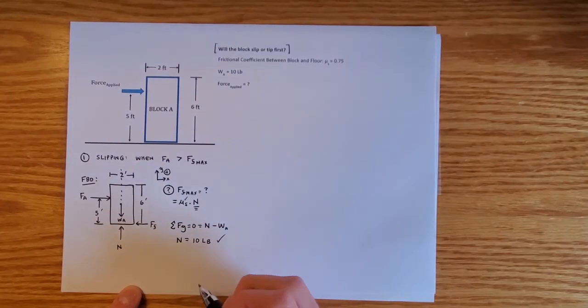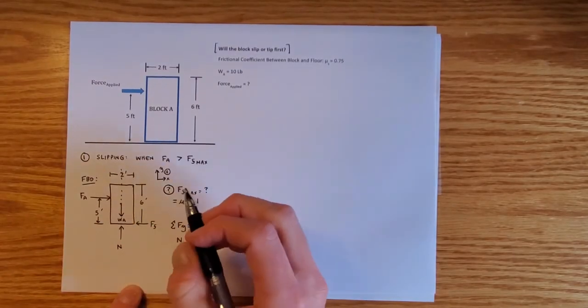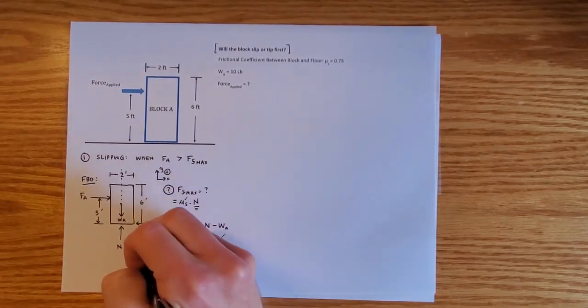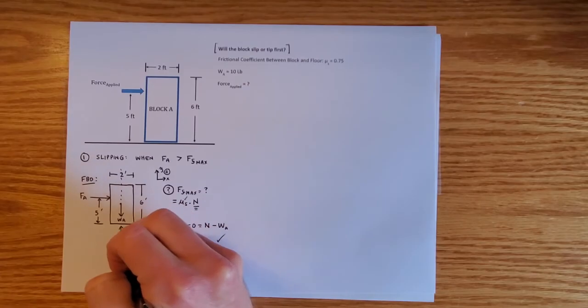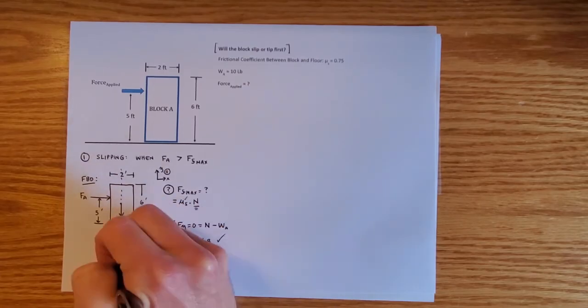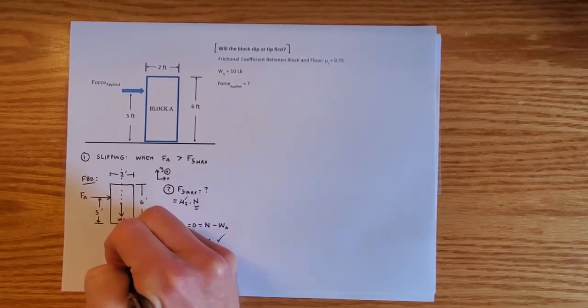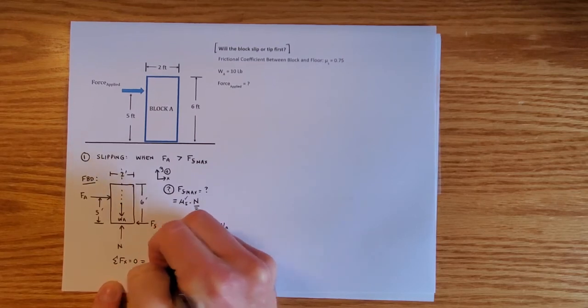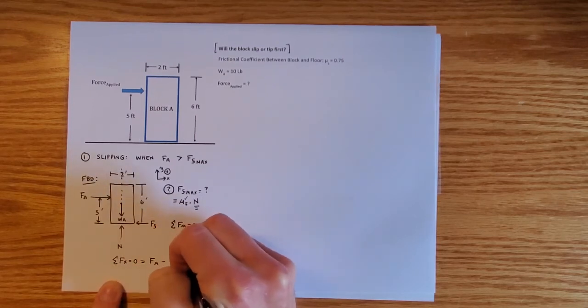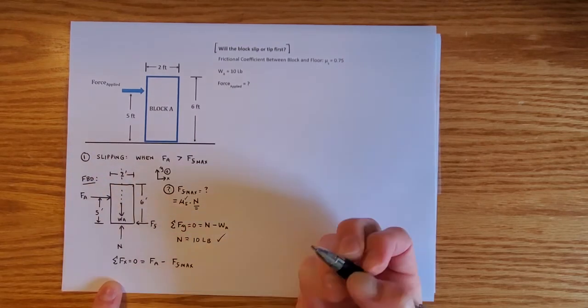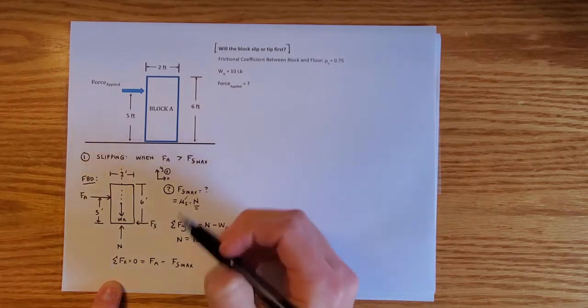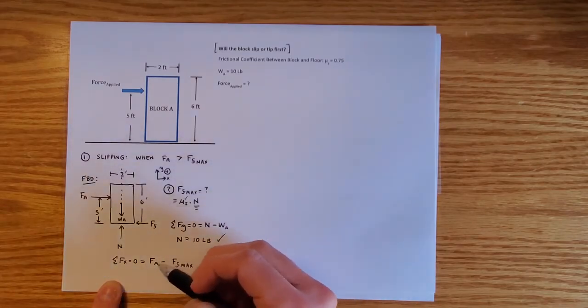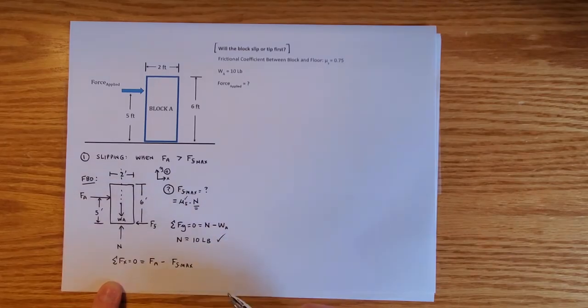So we've got our sum of the forces in the y, we've got our normal force, and therefore our sum of the forces in the x direction, just to double check, is equal to 0, which is equal to our force applied minus the force of friction maximum. What this is telling us is, again, that the force of friction maximum is going to be equal to the applied force in the case of slipping.